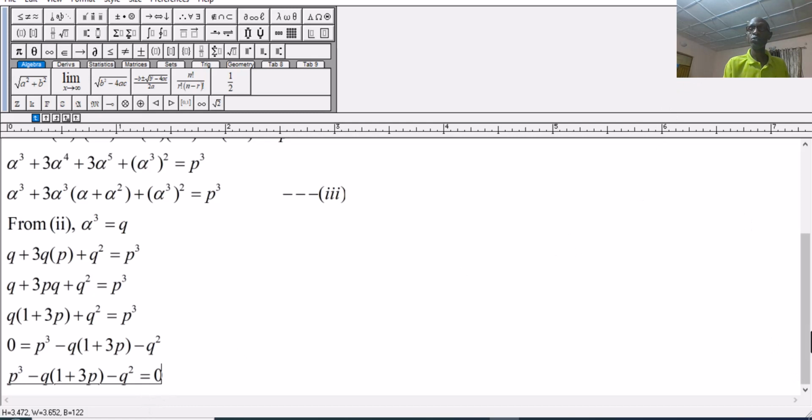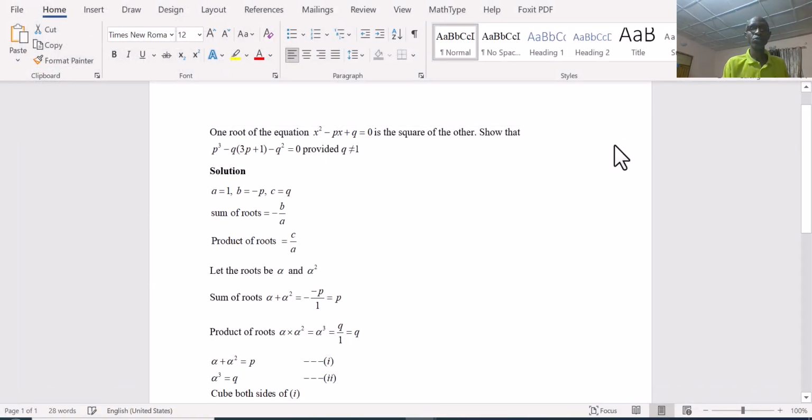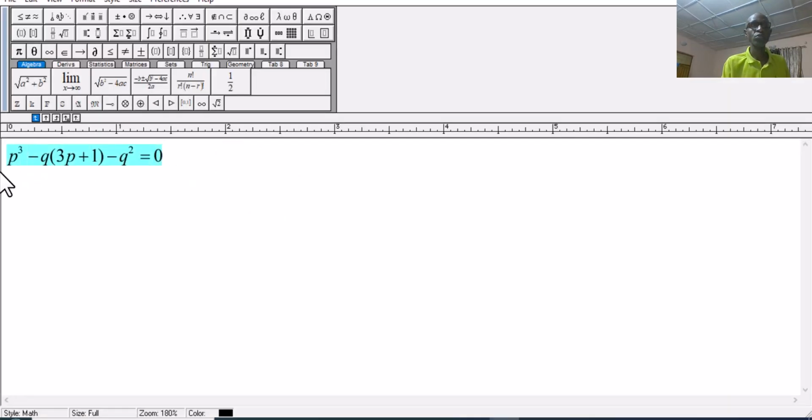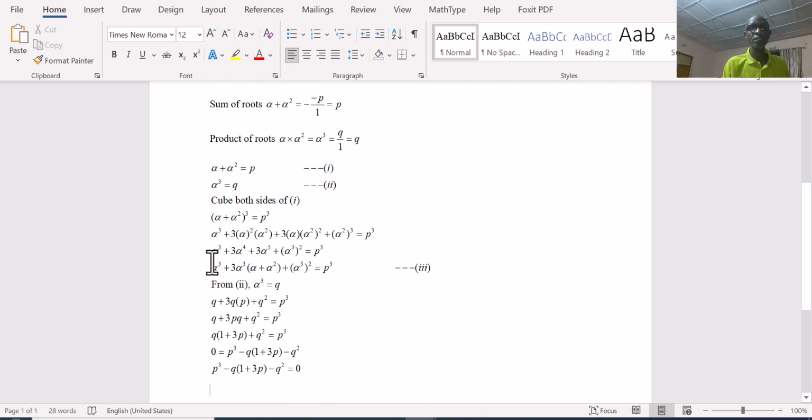Let's look at the question again. You can see this is what we are asked to show: p cubed minus q(3p plus 1) minus q squared is equal to 0. And that's exactly what we have shown in these steps.